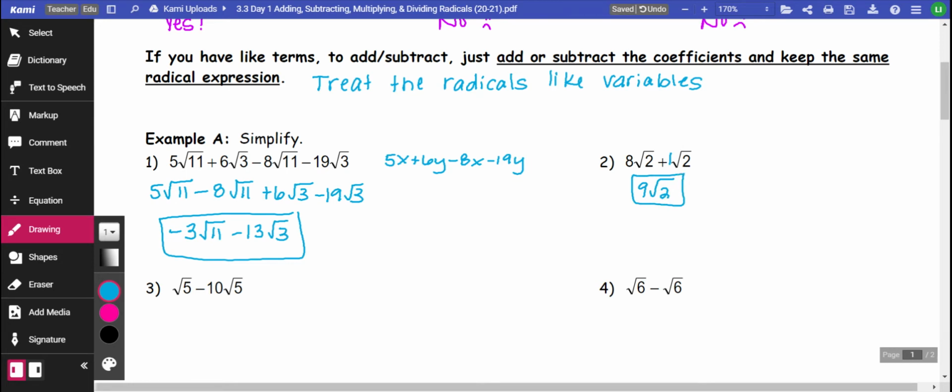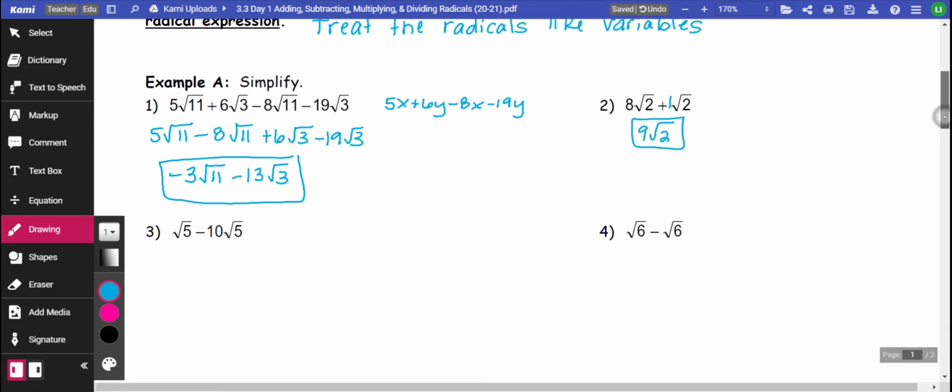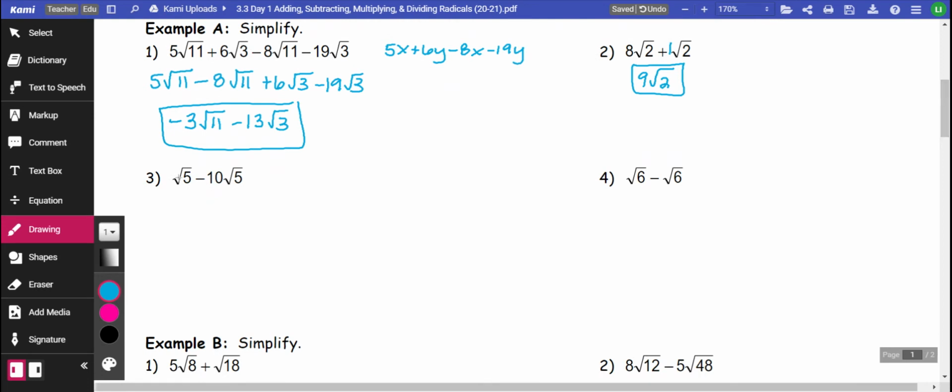All right, in number 3 and 4, we are subtracting. So root 5 minus 10 root 5. Remember, there's a 1 in front here, even though we don't write it. So this is like saying 1x minus 10x. We would get negative 9, in this case, root 5. And now I have the square root of 6 minus the square root of 6. Well, whenever you subtract something from itself, we just get 0.